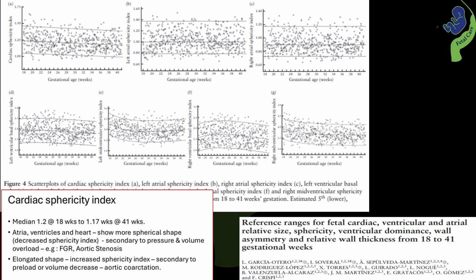index. Now in this slide we can see the reference chart for cardiac sphericity index varying according to the gestational age. When the cardiac sphericity index decreases, it indicates that the heart is becoming more spherical or more globular in shape. This can be secondary to pressure or volume overload. And when there is increased sphericity index, it indicates that the heart is in an elongated shape. This can be because of a decrease in the preload or the volume.